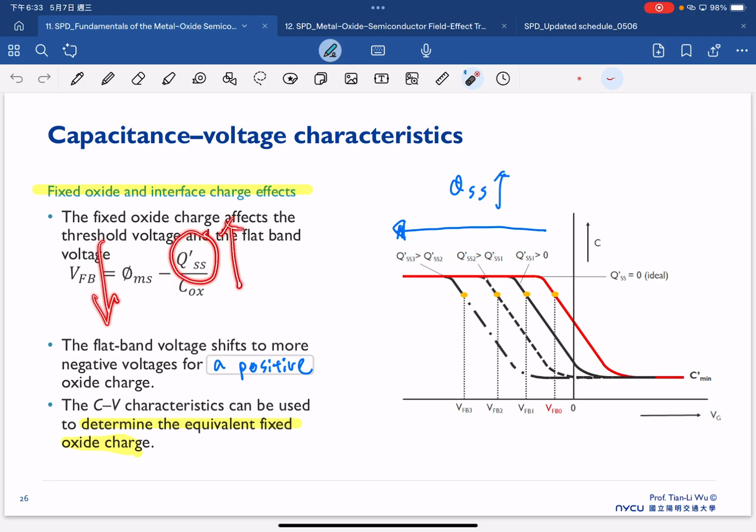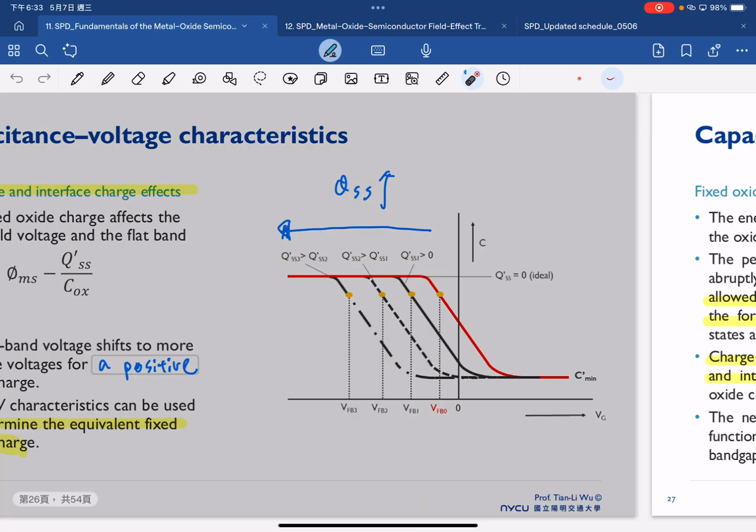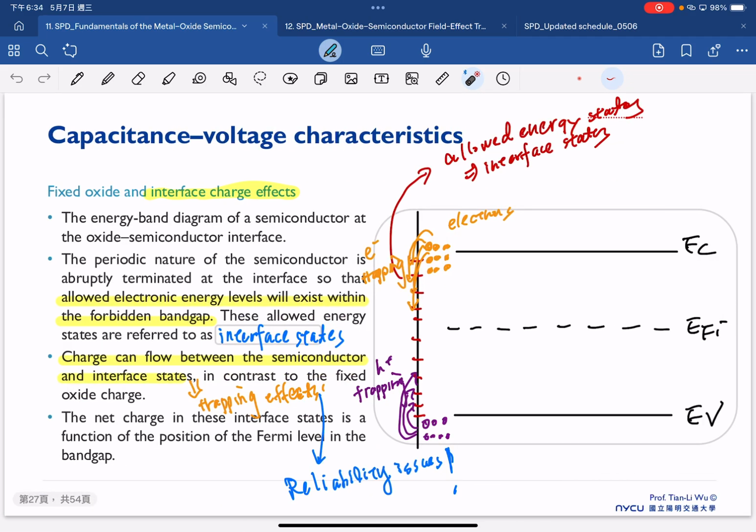So we can realize that the CV is a very useful tool to help us determine the equilibrium fixed oxide charge. And another very useful way the CV can help is that it can help us analyze the interface charging effect.